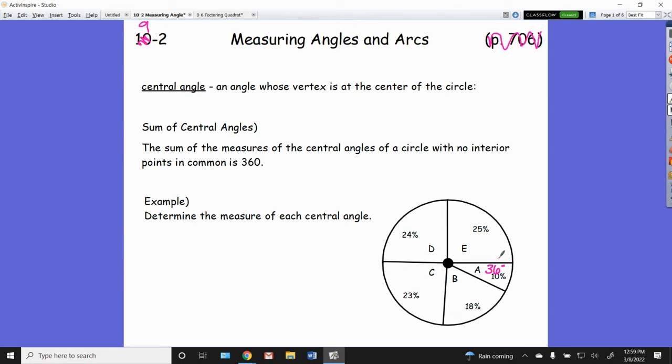degrees. Like E is 45% of 360? Yes, and that's even easier, guys. If you think about it, 25% is what's a quarter of 360? 90. So this one is 90. All right. Now, the rest, I want you to find the rest. You're going to have to round.